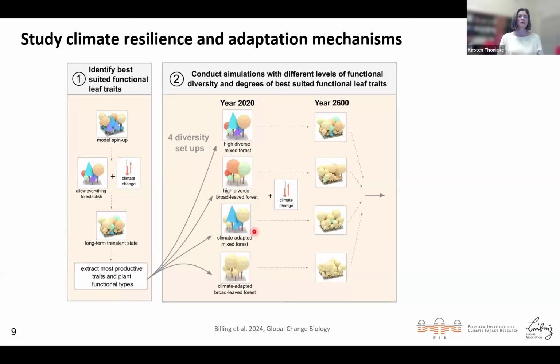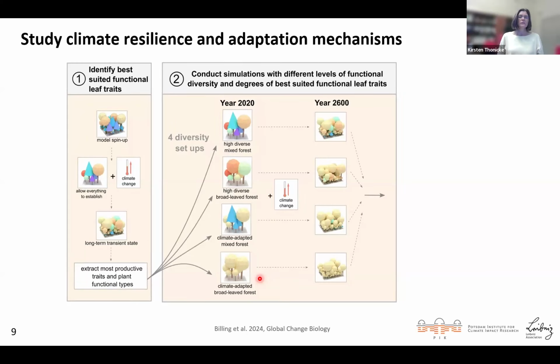And then he tested 2 settings where we allow needle-leaved and deciduous PFTs, but in each group, only the best adapted strategies, and then the same thing only for the broad-leaved forest.